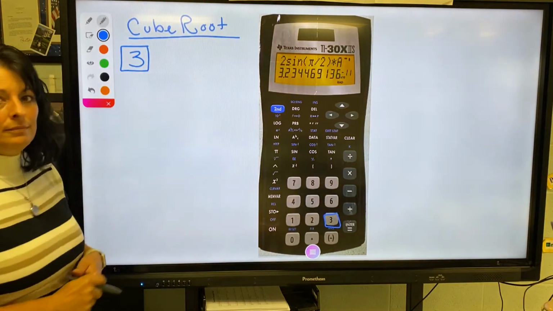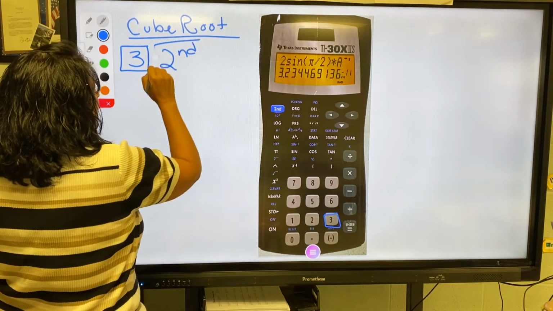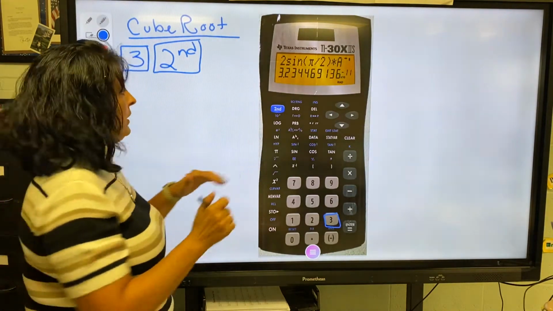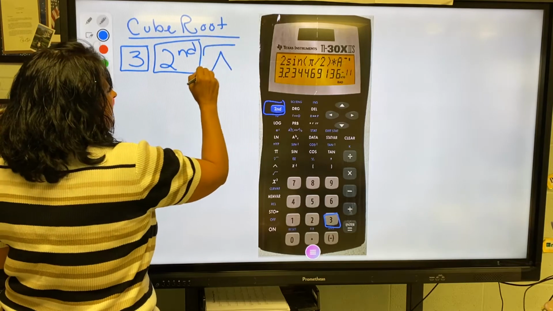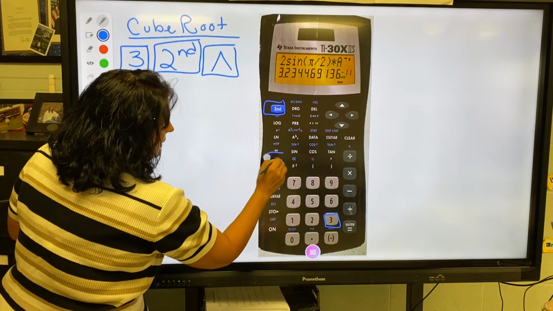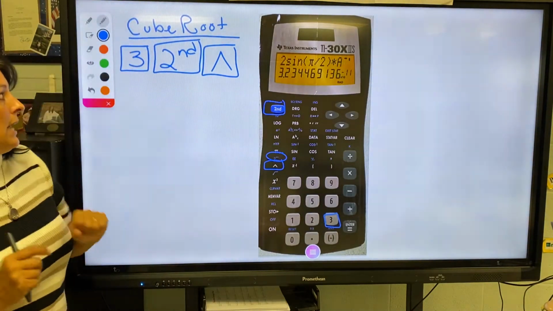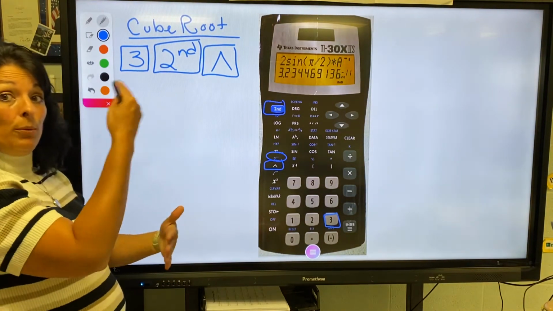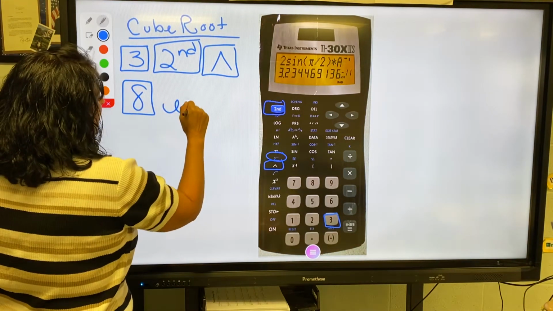Then I'm going to hit the second button. That means I'm doing one of these light blue equations. I'm telling it one of the light blue functions. And I'm gonna hit that caret button again because I'm accessing this button right there. You should have the little X with the square root sign, right? And then I'm gonna put in the number 8 because it's the number I wanna bring back. And then I'm hitting enter.